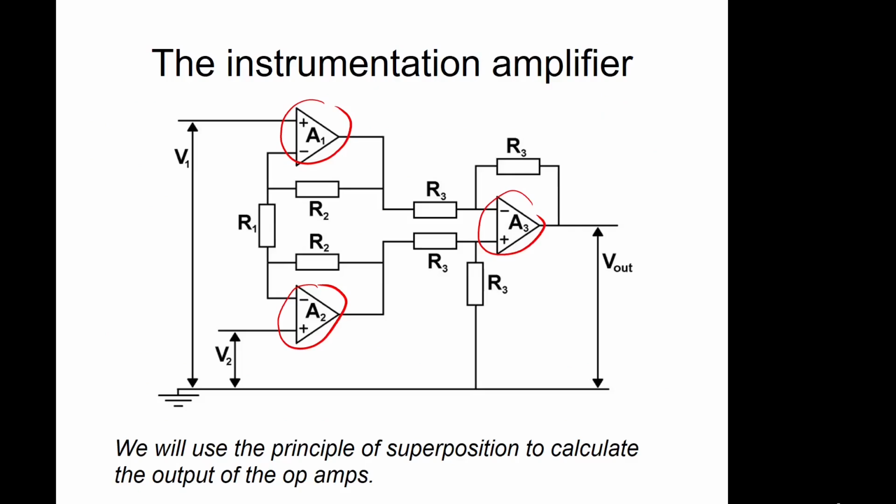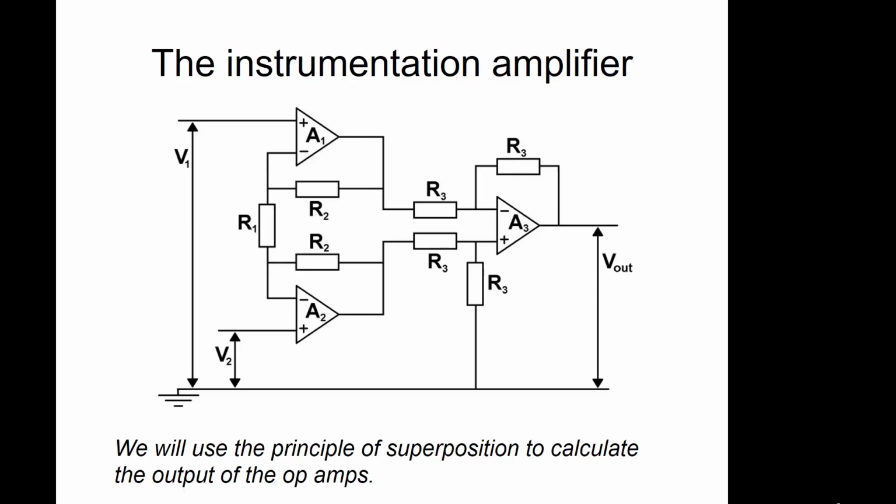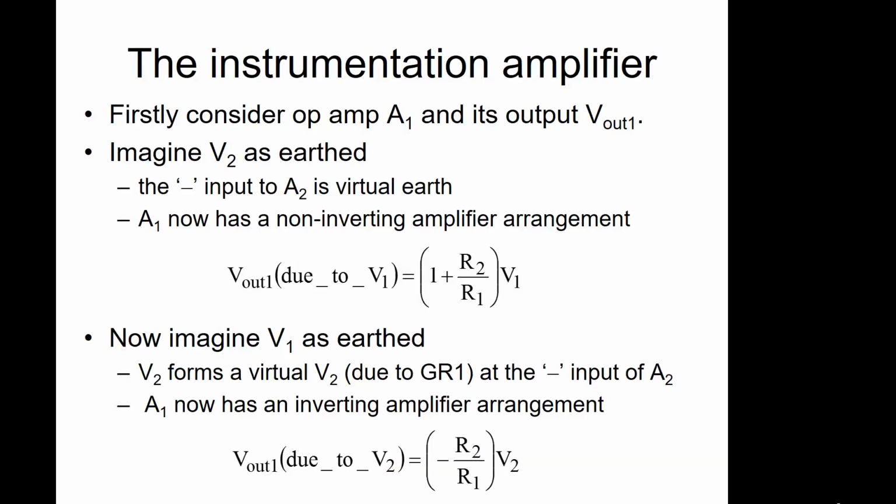So if we go back to our circuit, I'll just clean it up. We're going to consider this op-amp here. We're going to have a voltage out here, which we're going to call Vout1. We're going to have a voltage input V1 here, and we're going to set this other V2 input to be equal to 0. So if we do that, what we have got is a non-inverting amplifier arrangement.